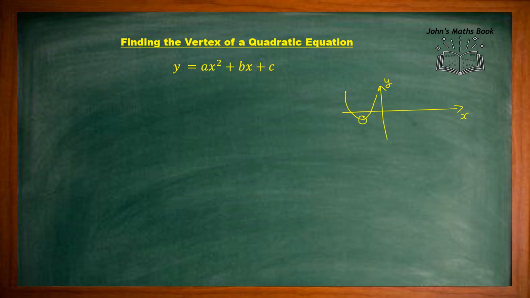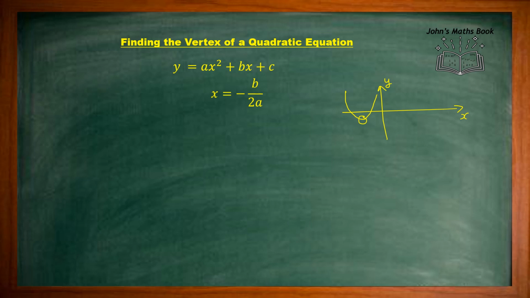We can find the x-coordinate of the vertex by applying the equation x equals minus b divided by 2a. Once we've solved for x, we can substitute that into the quadratic equation in its standard form and solve for y. So now let's look at an example of how we do this.